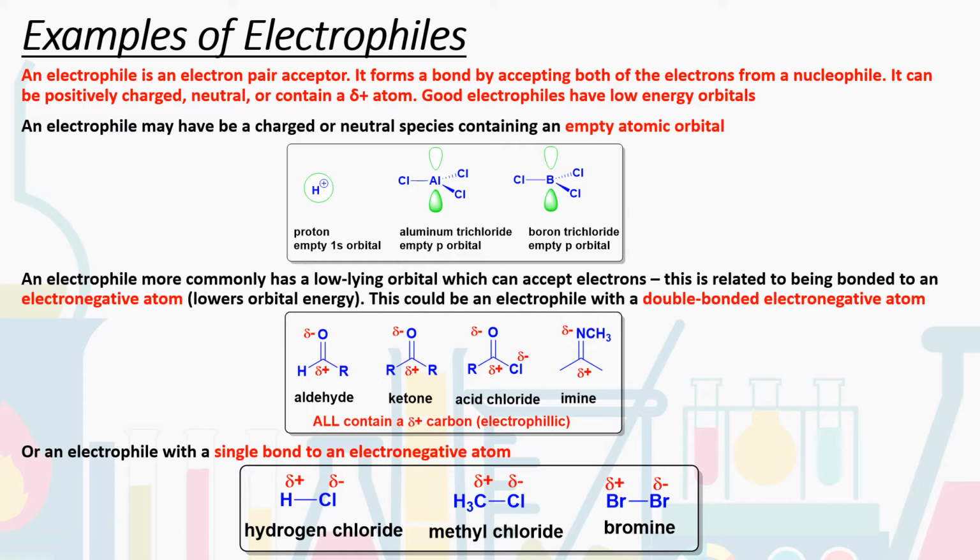But the key thing is typically it's either an empty atomic orbital, which we don't often see that often to be fair, or more commonly either a completely positive atom, something like a carbocation, for example, with an actual positive carbon, or something that is bound to an electronegative atom, either double bonded, for example in carbonyl groups, or single bonded.